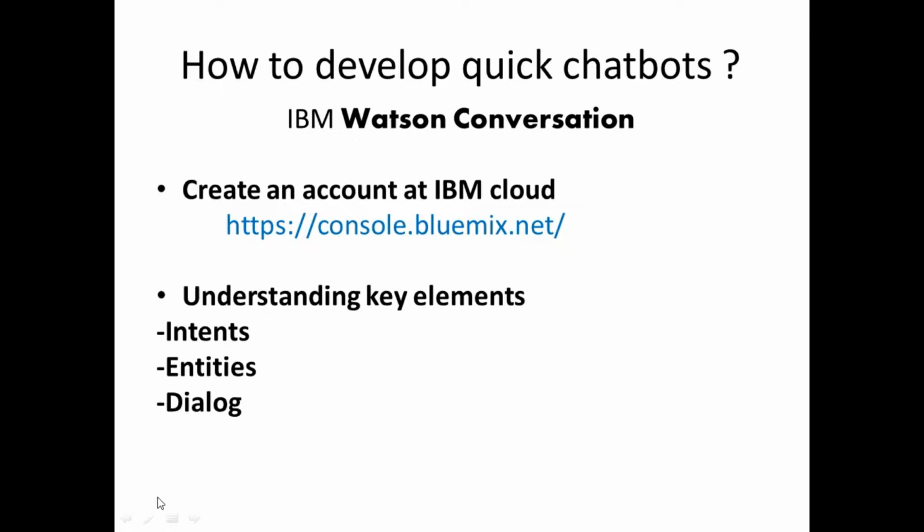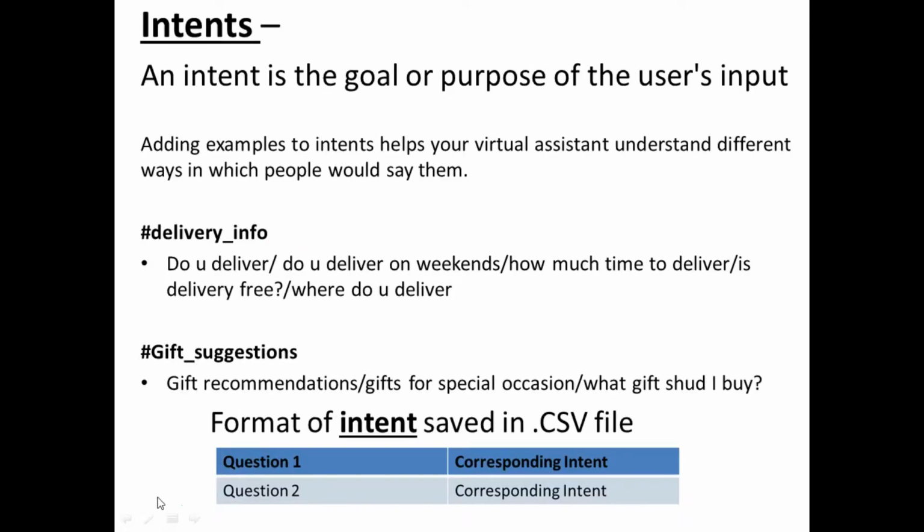There are three key elements of chatbots: intents, entities, and dialogue. First we have to understand what these three key terms are, and then we will start developing our chatbot. The first is intents. Intent is basically the intention of the user. It helps us identify the intention, goal, or purpose of the user.